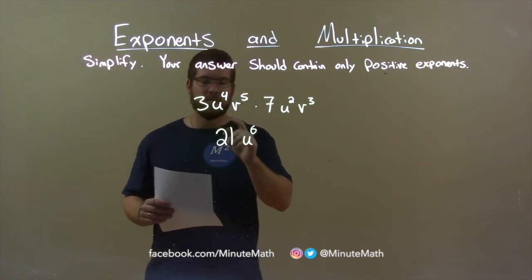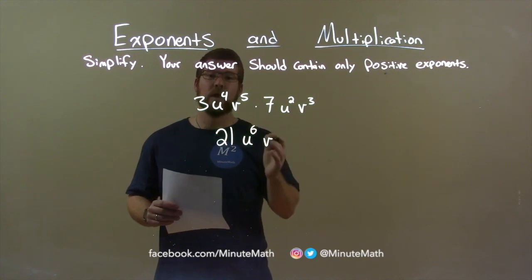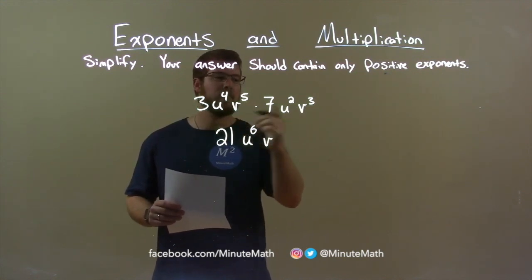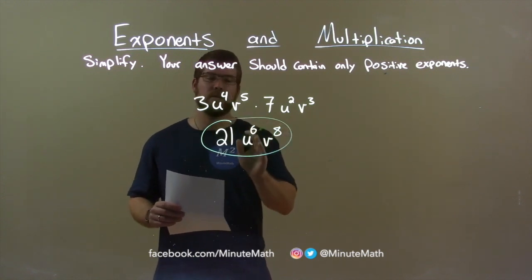Lastly, we look at the last variable, v. We have v to the fifth times v to the third. Again, we add the exponents, and 5 plus 3 is 8, giving us our final answer, 21u to the 6th power, v to the 8th power.